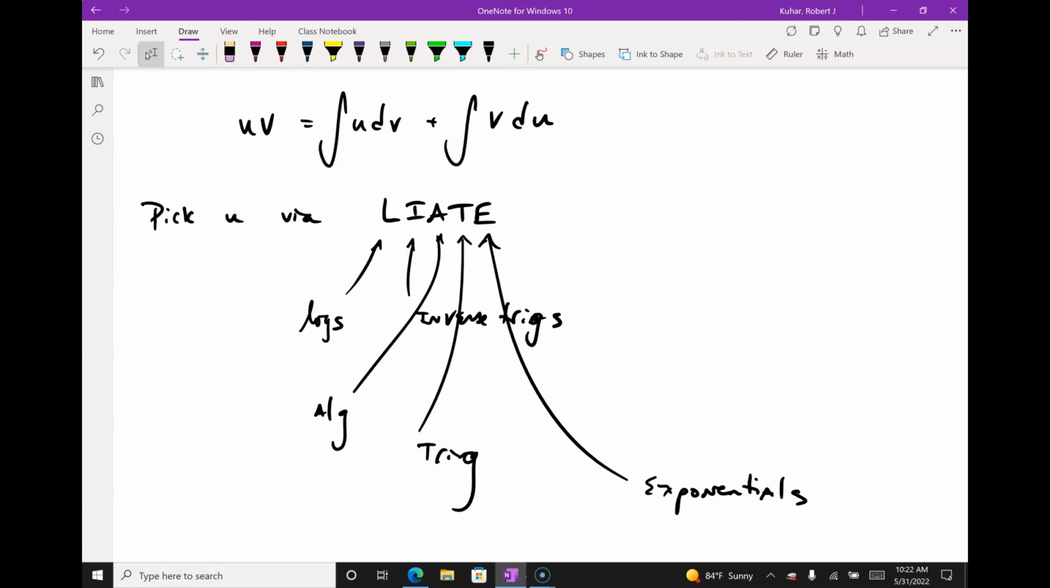Is it okay if you make a mistake? Of course. How are you going to know if you made a mistake? If you pick it and you can't do anything with it, or the real thing is, it's going to get worse. You're going to start doing the problem and it's going to get more complicated. Then you're probably going the wrong way.